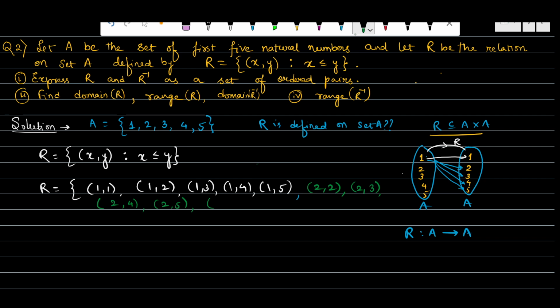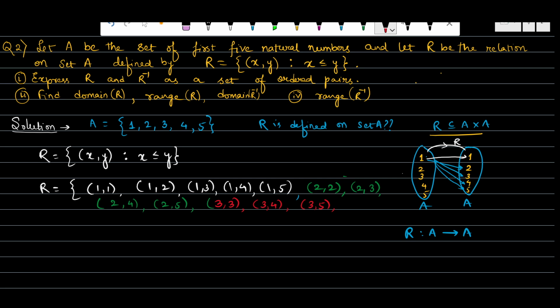Now next, for (3, 1), does (3, 1) belong to R? No. Why? As 3 is not less than or equal to 1. So this pair will not belong. Similarly (3, 2) does not belong to R, right? So we will start here from (3, 3) itself. (3, 3), (3, 4), (3, 5).